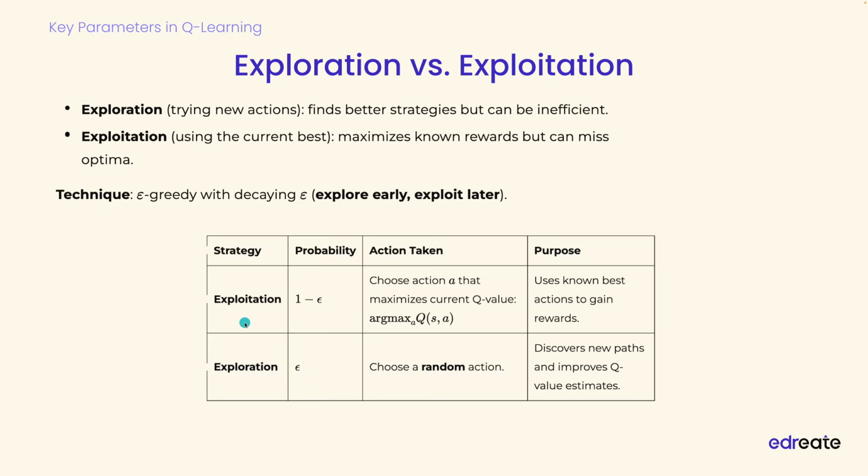Every time you take an action, you either explore or exploit based on the probability. If you exploit, you choose an action that maximizes the current Q value. But if you explore, you choose a random action. It might be the best action, but it is randomly picked. The purpose of exploitation is to use best actions to gain rewards, while for exploration, it is to discover new paths and improve Q value estimates.